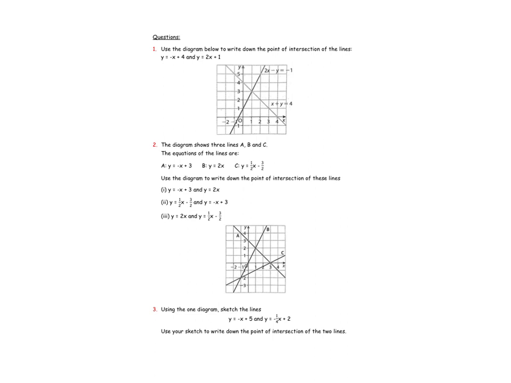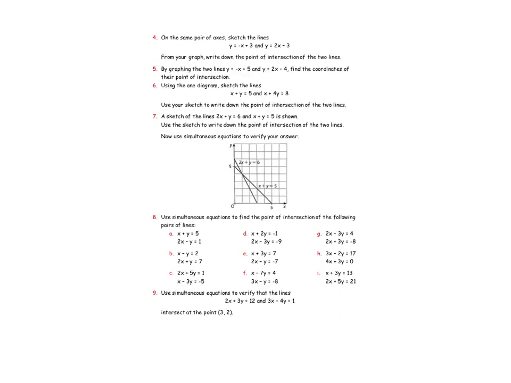Question 3 says using one diagram, sketch the lines and use the sketch to write down the point of intersection. That is the exact same as the example 1 that I did in this video. Question 4, 5 and 6 are the exact same as the first example I did in this video, so they should be hopefully fine if you've watched that. Question 7 says that the sketch of the two lines 2x plus y equals 6 and x plus y equals 5 are shown. It says use the sketch to write down the point of intersection of the two lines, and then it says use simultaneous equations to verify your answer. Very, very similar to the last example I did, so example number 4.